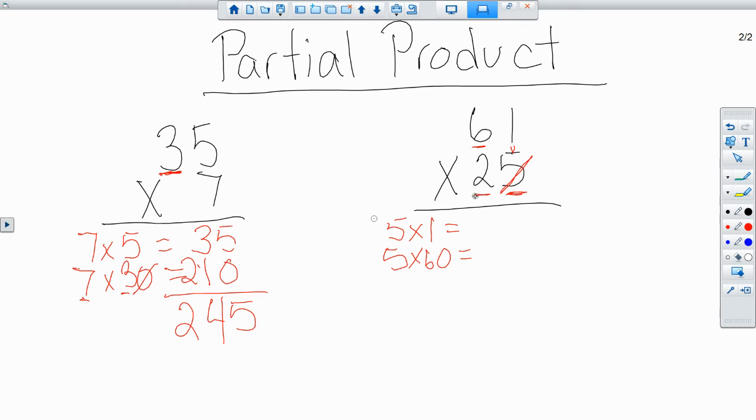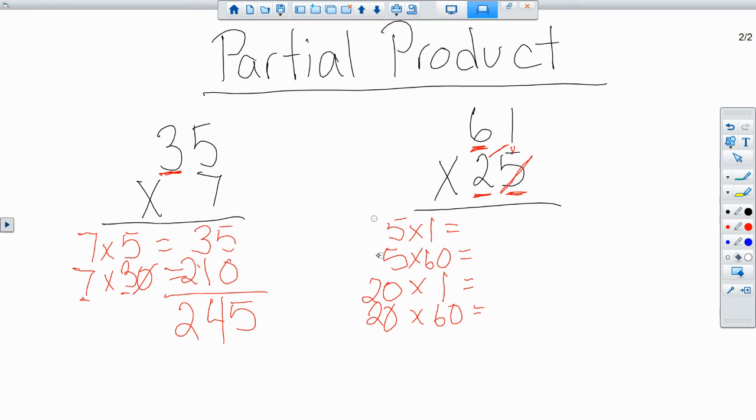Now we're going to move on to our 2, which is really a 20, right? The value of the 2 is 20. So we're going to have 20 times the value of that 1, 20 times 1, and 20 times the value of the 6, which is 60. So 20 times 60. Again, this strategy is helping us find parts of the product and then adding them together.